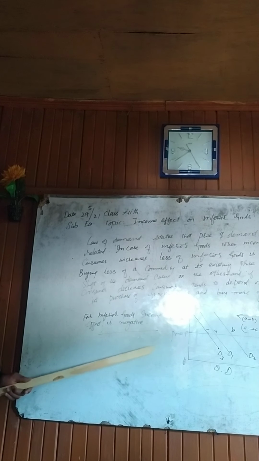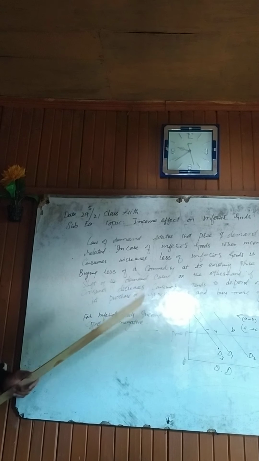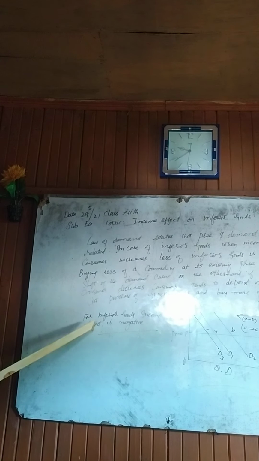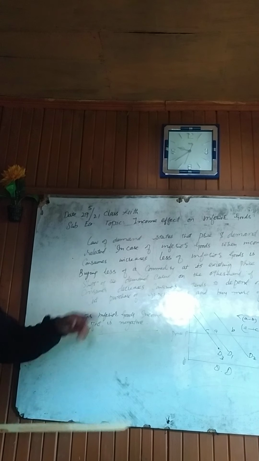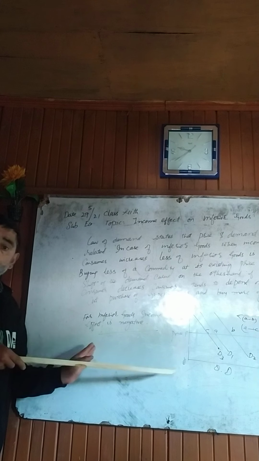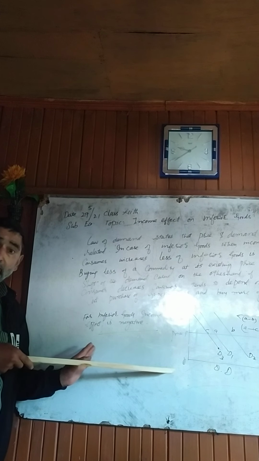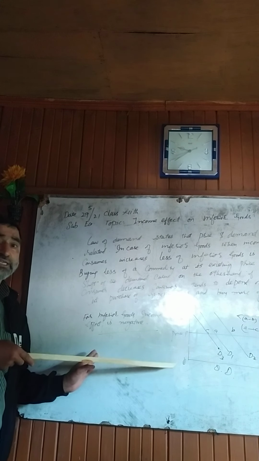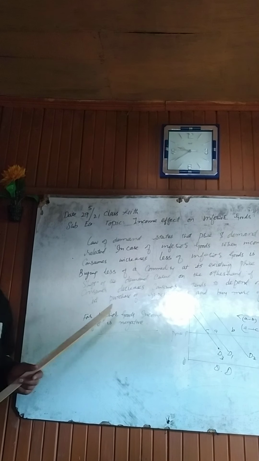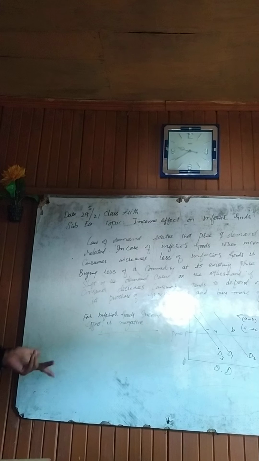So the relationship between income and inferior goods is of negative type. That is why a backward shift of the demand curve indicates an increase in his income, and a forward shift of the demand curve indicates a decrease in his income.